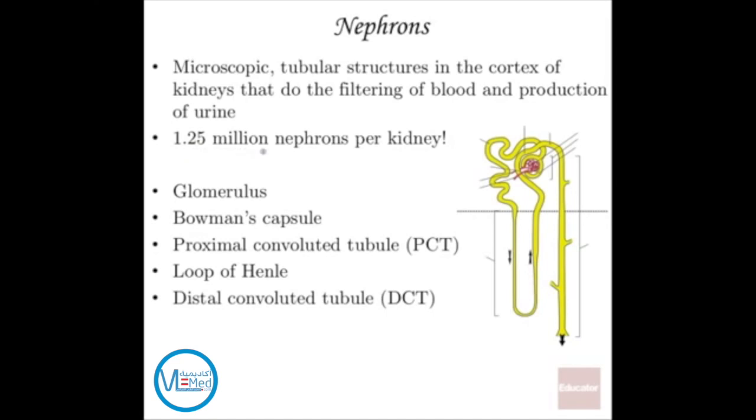So 1.25 million nephrons per kidney. Wow, amazing to think about. That you're going to have 2.5 million total. Microscopic little amazing filters getting the job done.